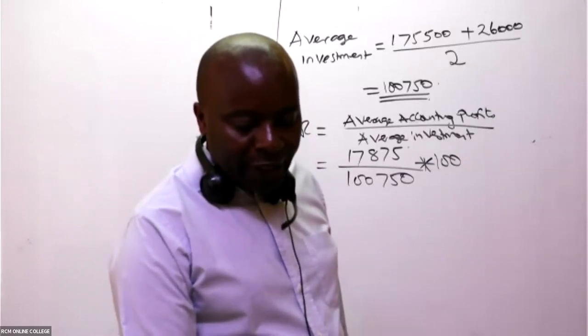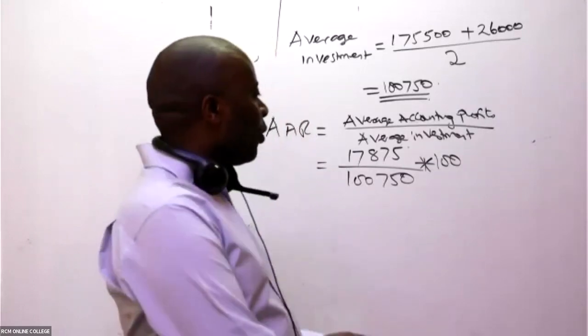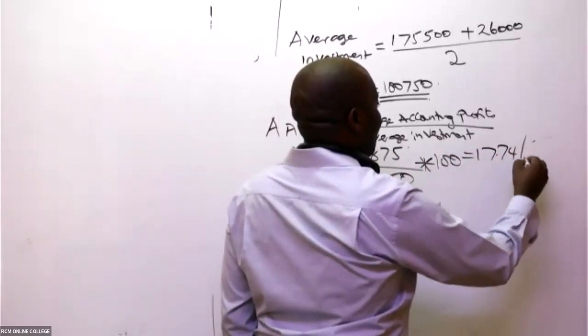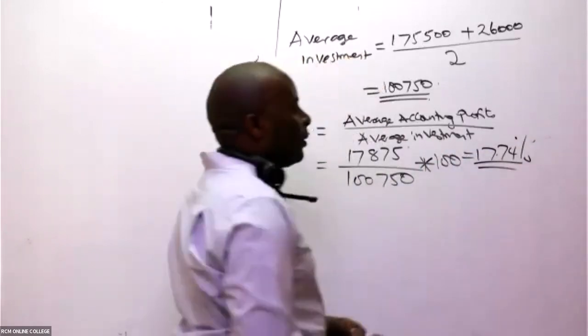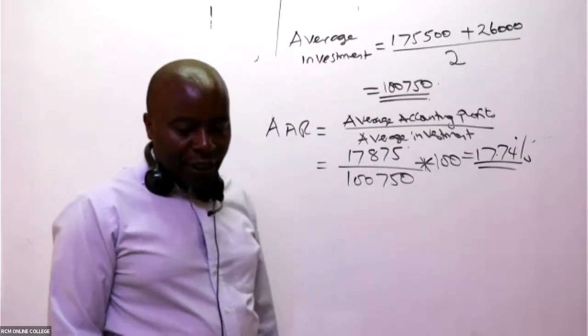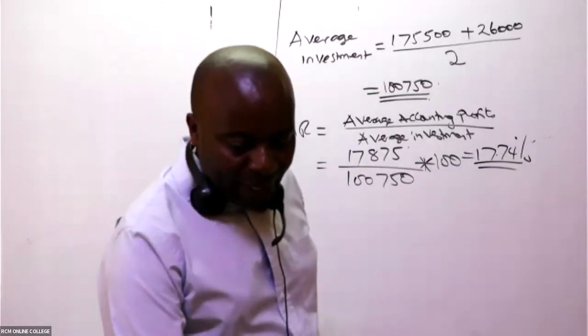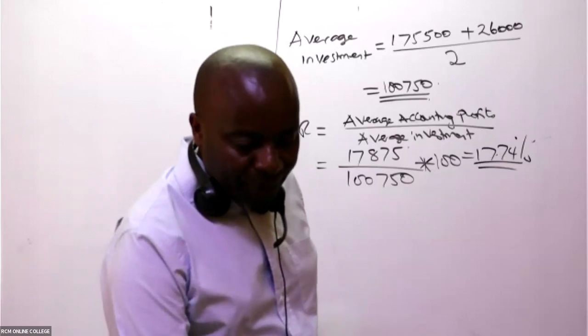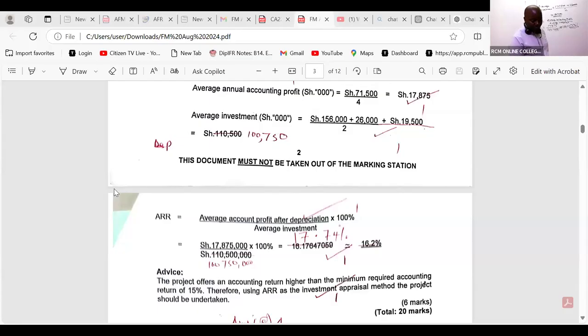17.74. So they're getting 17.74%. How are the marks awarded? I'll be able to show you. I have access to these things. And then I'll be able to show you another method of doing this.